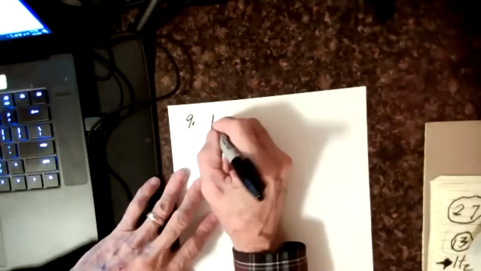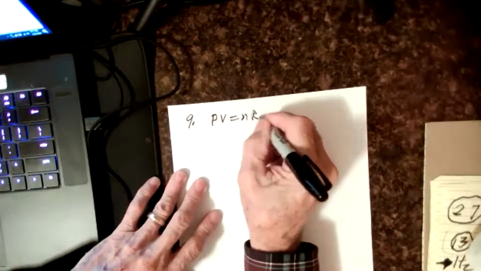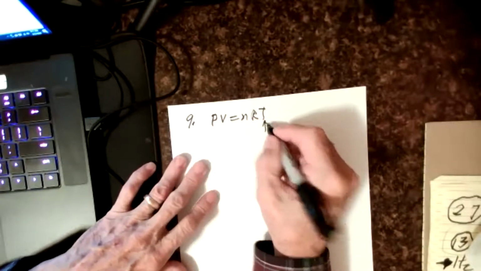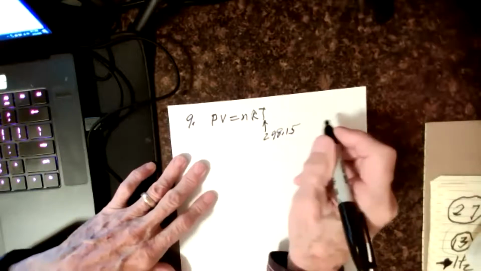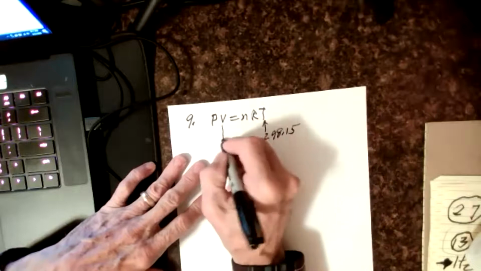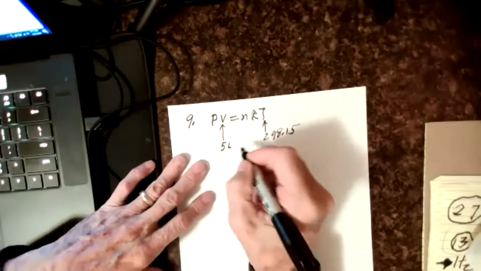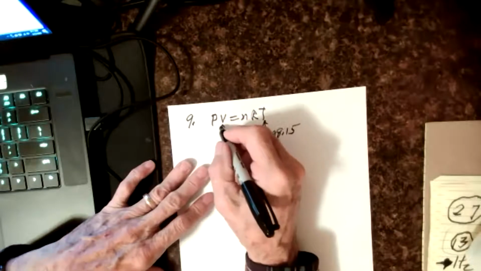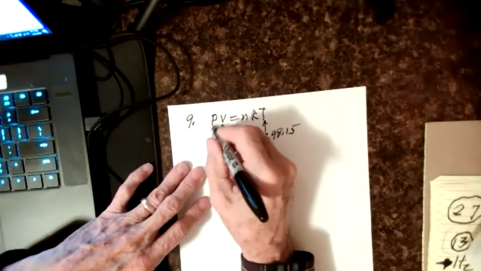We're going to do PV equals nRT. We know the temperature is 298.15. We know the volume is 5 liters. Be sure to check that it's in liters, because that's what we're going to do with R. If that had not been in liters, we'd need to change it to liters. And the pressure is going to be 1 atmosphere.